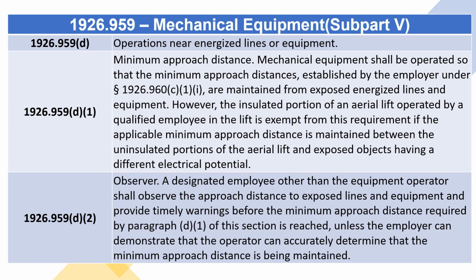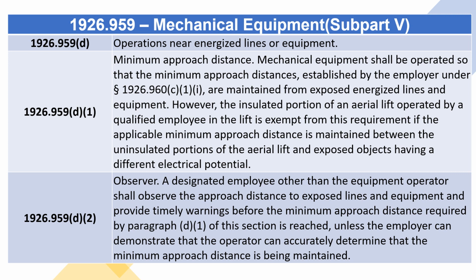1926.959(d) Operations near energized lines or equipment. 1926.959(d)(1) Minimum approach distance. Mechanical equipment shall be operated so that the minimum approach distances, established by the employer under section 1926.960(c)(1)(i), are maintained from exposed energized lines and equipment. However, the insulated portion of an aerial lift operated by a qualified employee in the lift is exempt from this requirement if the applicable minimum approach distance is maintained between the uninsulated portions of the aerial lift and exposed objects having a different electrical potential.